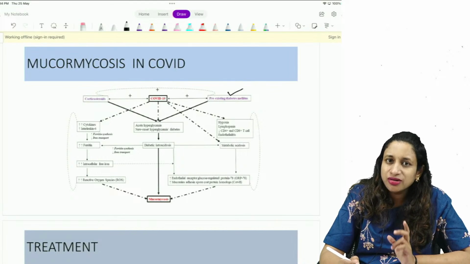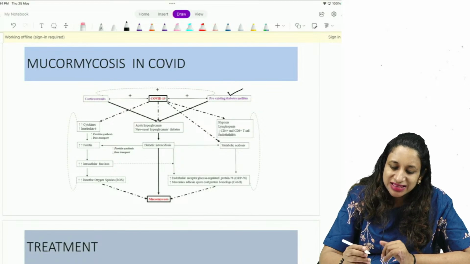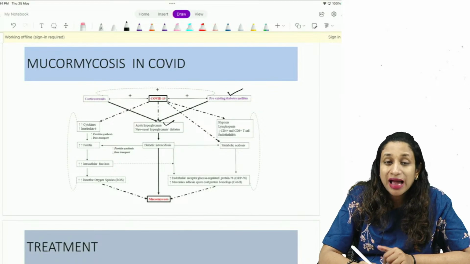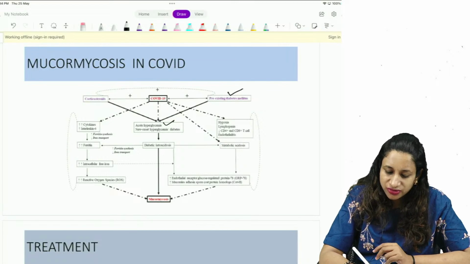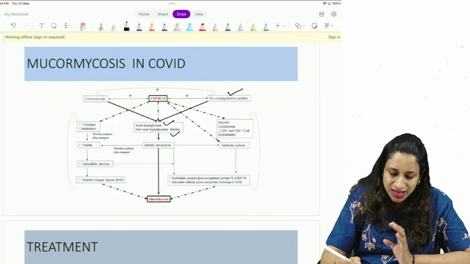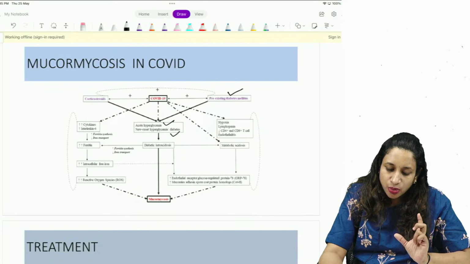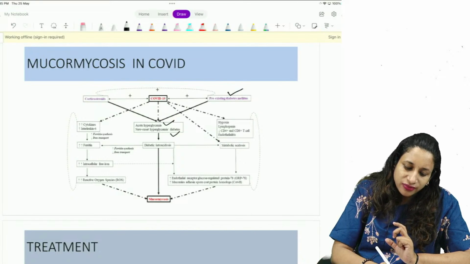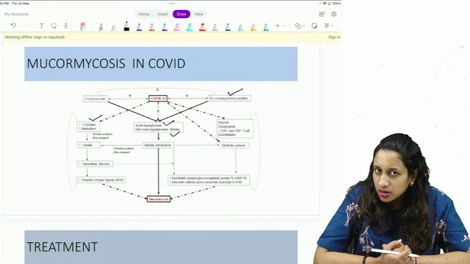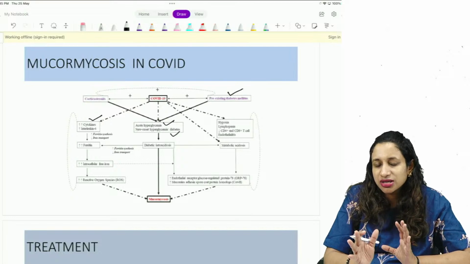Now, corticosteroids: they had found that there was a lot of use of corticosteroids, and that was responsible for acute hyperglycemia, and it was also responsible for new onset of diabetes. This was what they had noticed, and this was responsible for diabetic ketoacidosis. One of the other important things that you have to remember is they have always spoken about cytokine storm. Whenever they had spoken about cytokine storm, it was always associated with COVID.